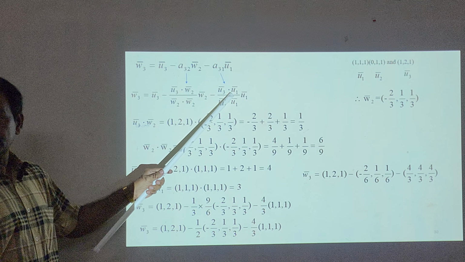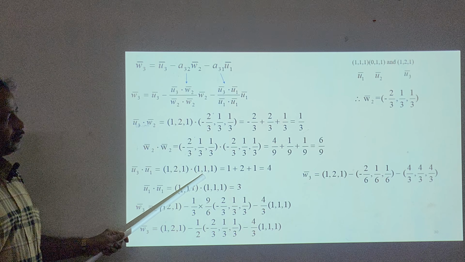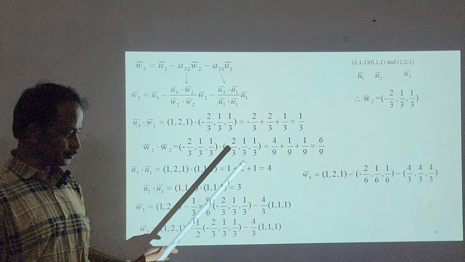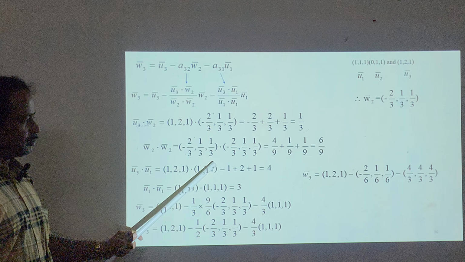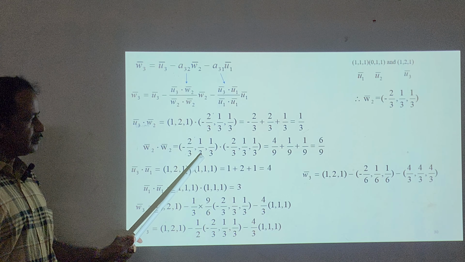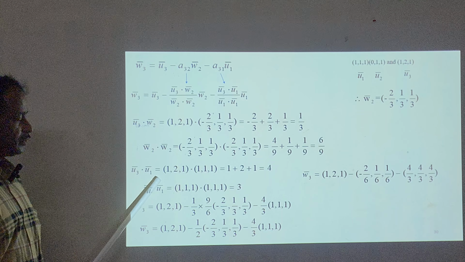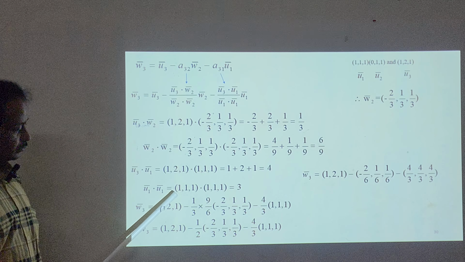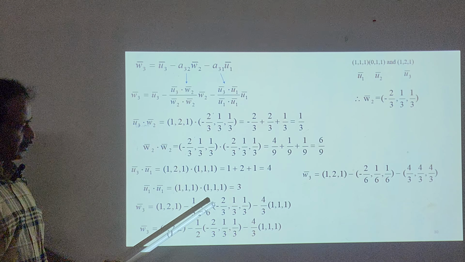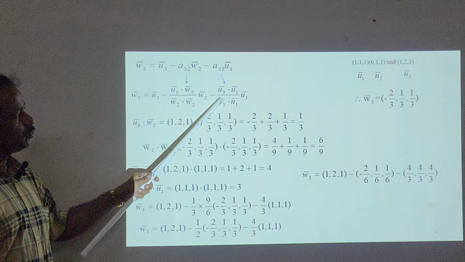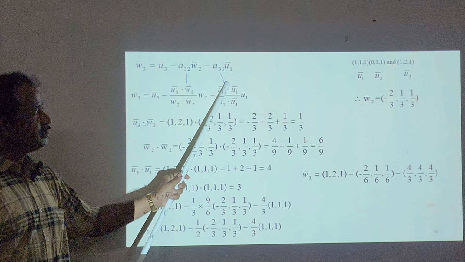Now we go for U3 dot U1. U3 is here according to the problem, and U1 is here. So 1 multiplied by 1 gives 1, 2 with 1 gives 2, 1 with 1 gives 1, so U3 dot U1 is 4. What about U1 dot U1? 1, 1, 1 with 1, 1, 1, the answer is 3. Now we have completed U3 dot U1 divided by U1 dot U1. So this part also is over.